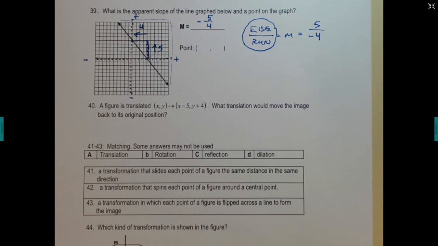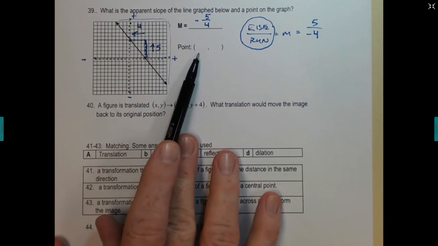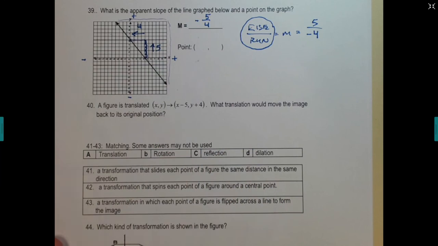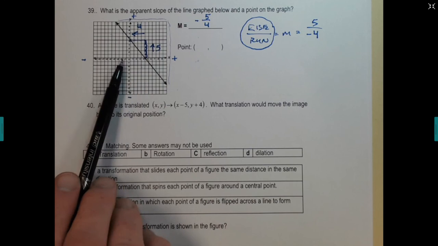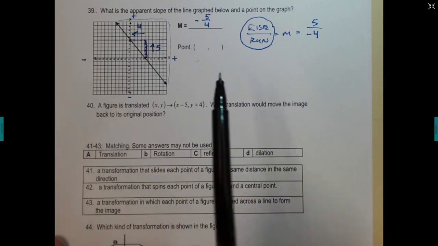All right, so all we need is a point on this graph as well. Leo, which one of the points did you want us to plug in to get this part of the answer? Why don't we do the point that we used for rise? I can't really read those numbers. Looks like it's 4, 0. 4, 0.